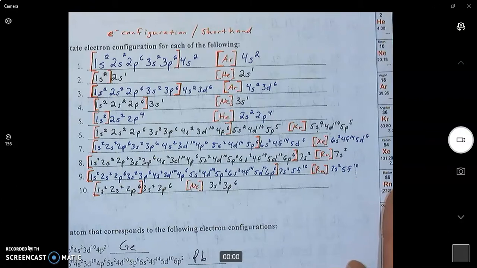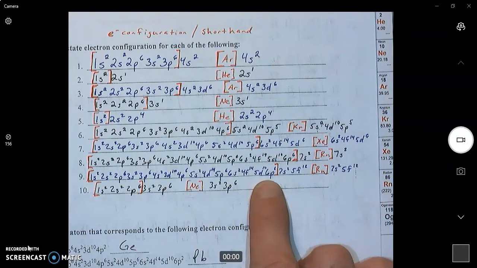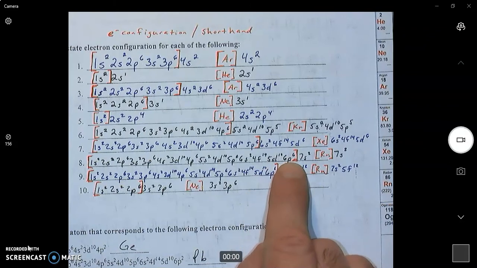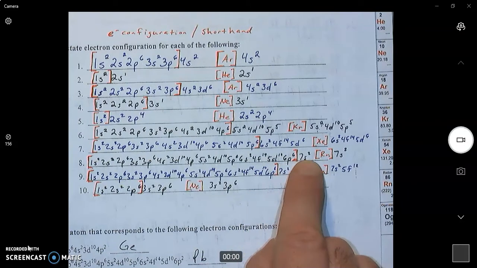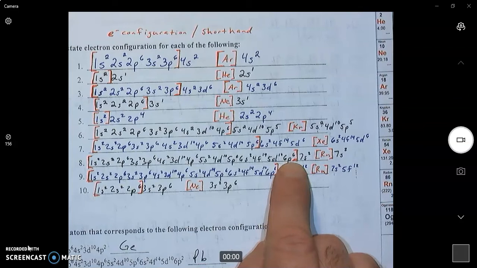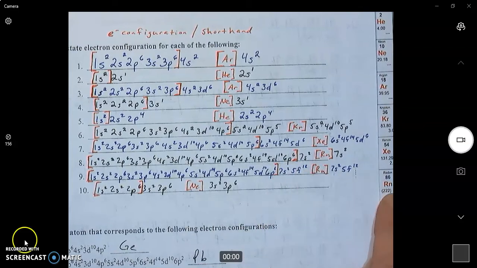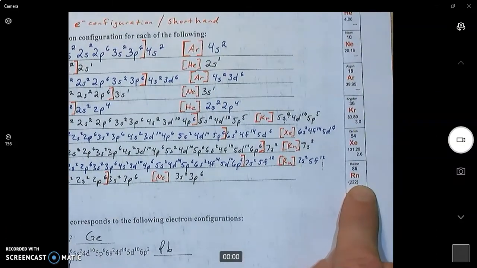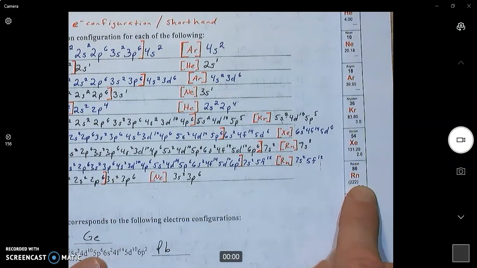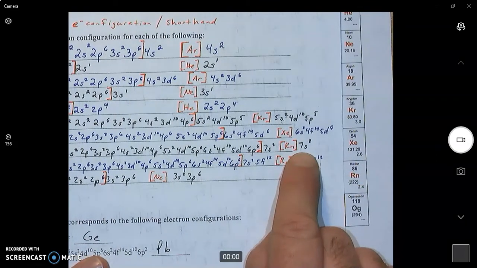Radium is at the end column in row 7. So that's almost all the way through the end. So we're going to go to the end, which is 6p6 and 7s2. So 6p6 is radon, right there, the end of the 6th row is radon, and 7s2.